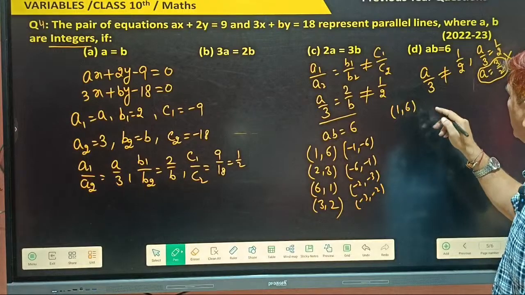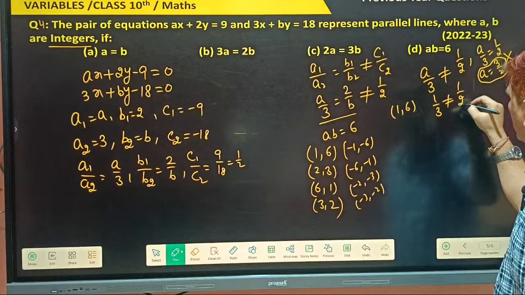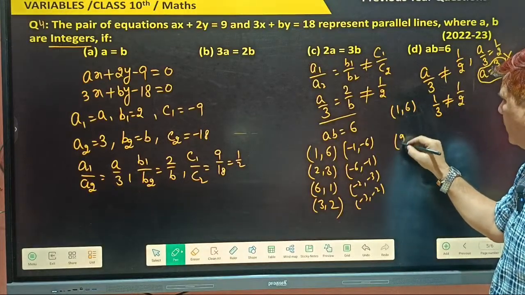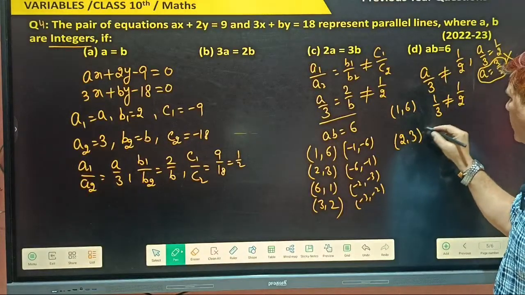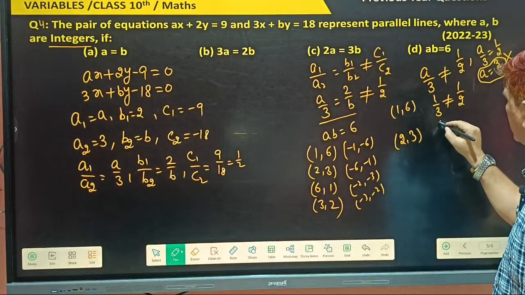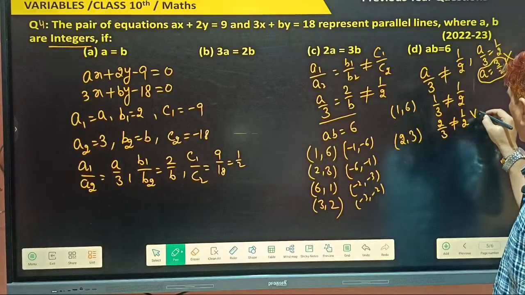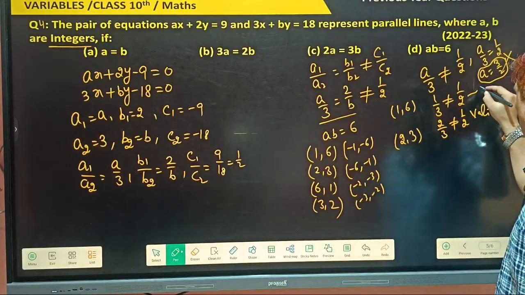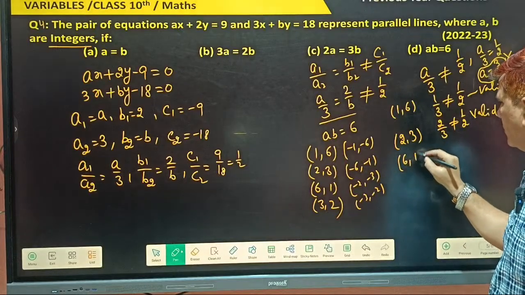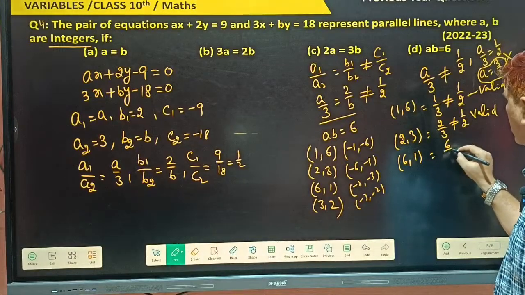And what does it become here? 1 by 3 is not equal to 1 by 2. Valid. Then taking 2, 3: 2 times 3 is 6, equal to this. Then 2 by 3 is not equal to 1 by 2. So this is valid. This is also valid. Then we take 6, 1. 6, 1 means 6 by 3.